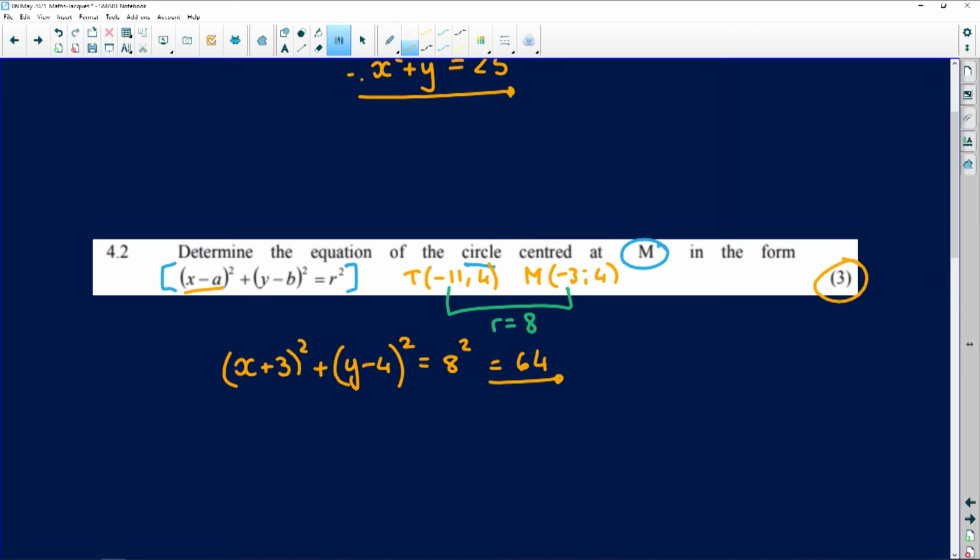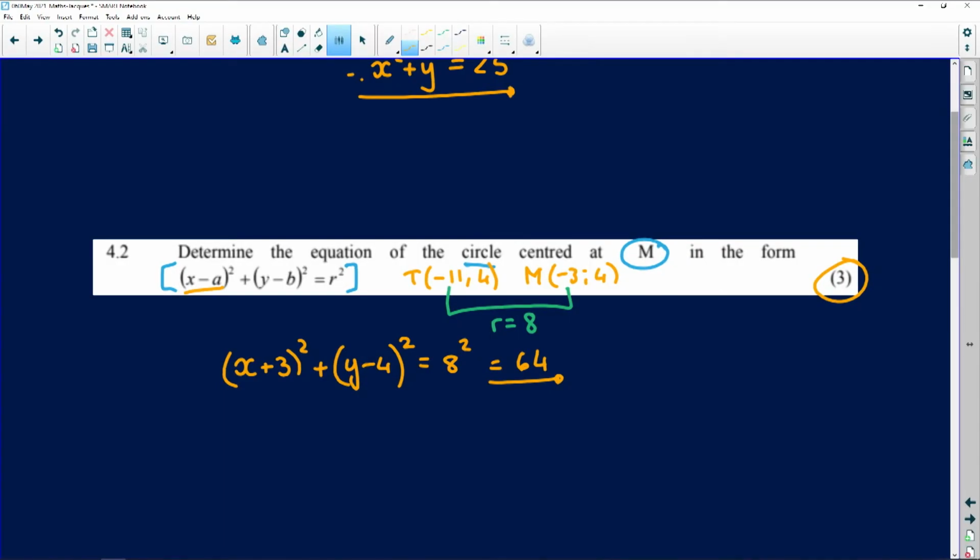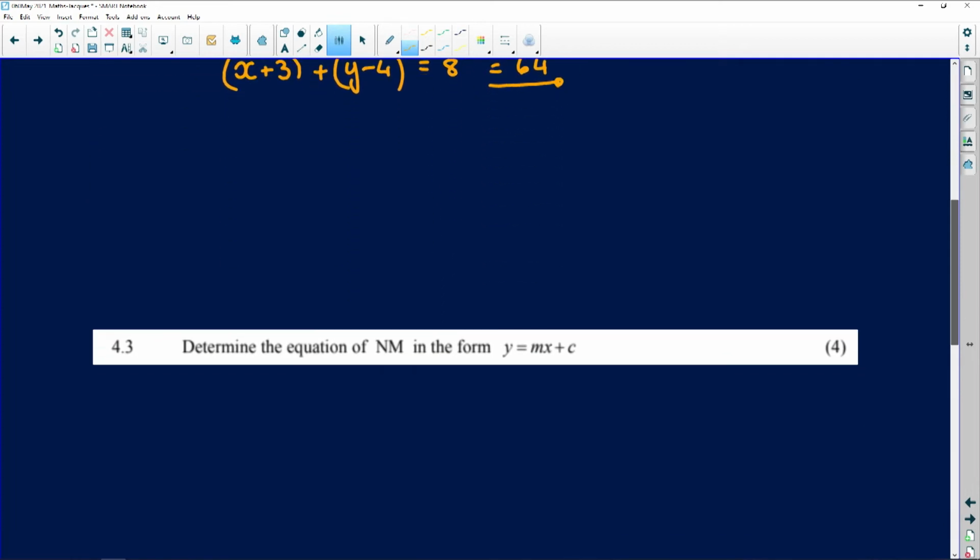Now notice that that was, what, for a good 3 marks. Okay, so far nothing challenging. We've got 5 marks in our pocket for this question. Let's read and see what the next section asks us.